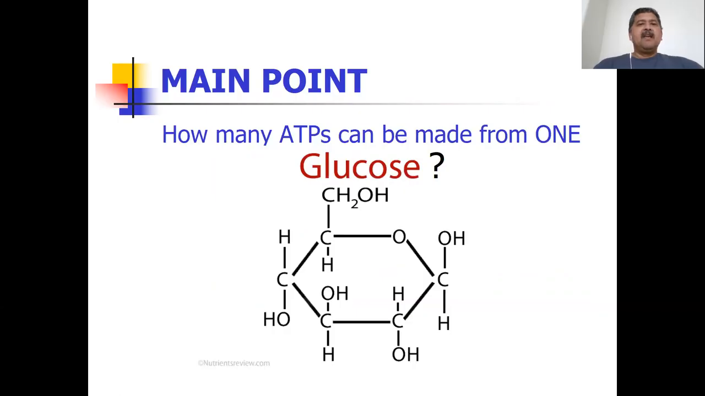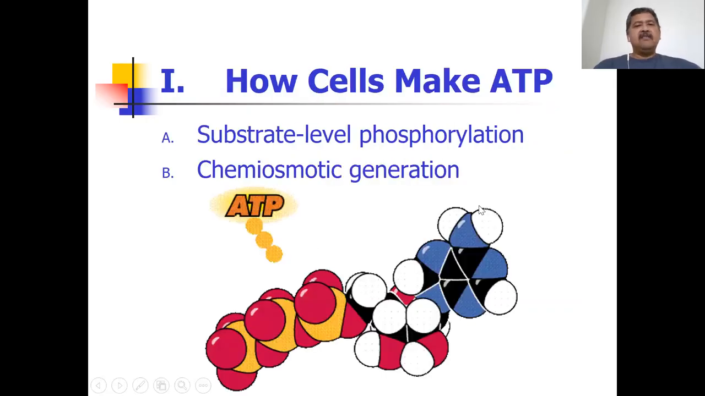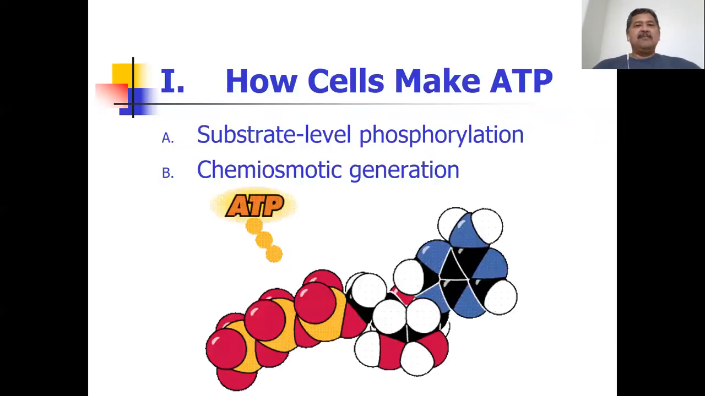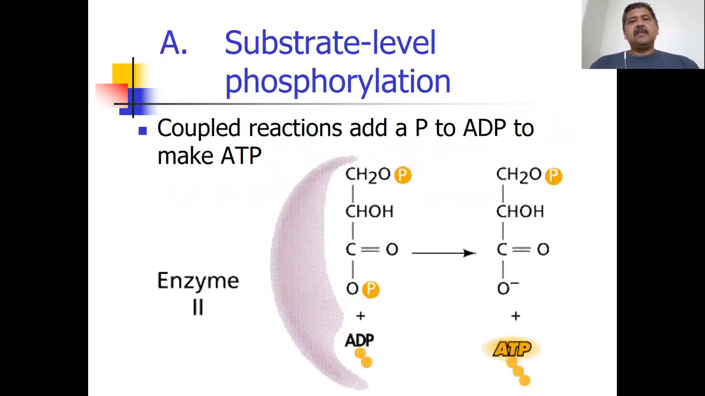So let me remind you about ATP specifically, because that is tantamount to understanding today's topic. How many ATPs can be made from one glucose? Well, it turns out that we'll see that it's an awful lot. How do cells make ATP? Well, cells make ATP through two different mechanisms. One is substrate level phosphorylation, and one is chemiosmotic generation of ATP through a membrane. So first, let's look at substrate level phosphorylation.